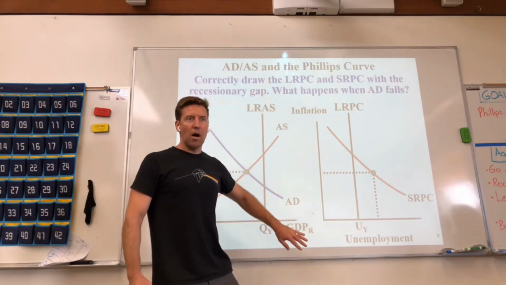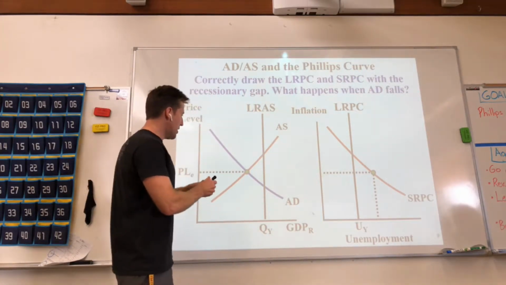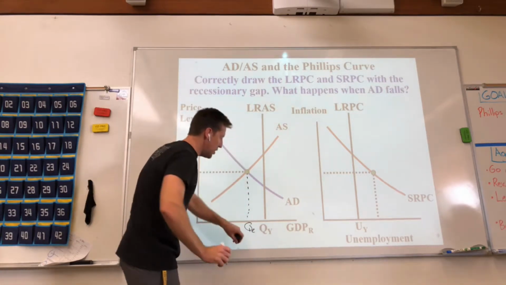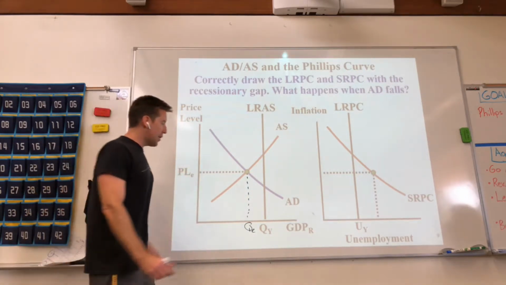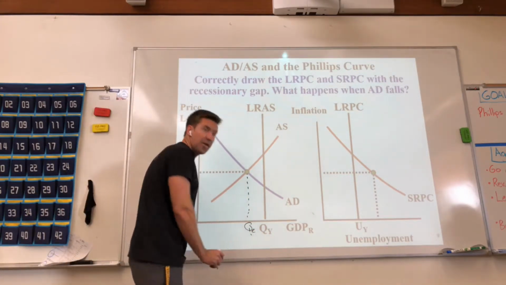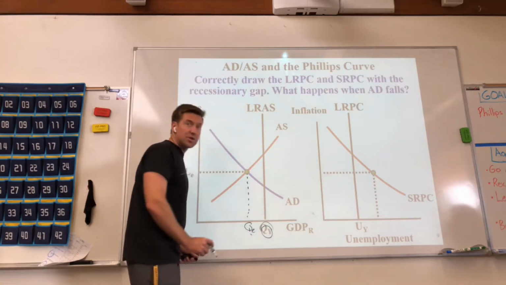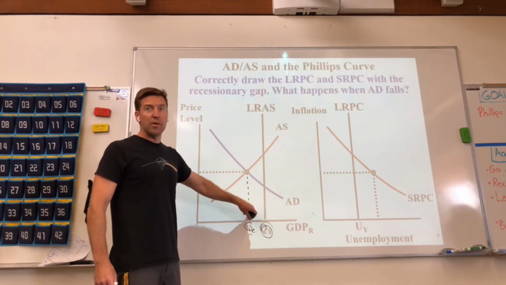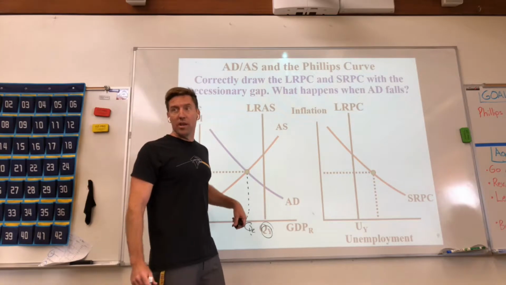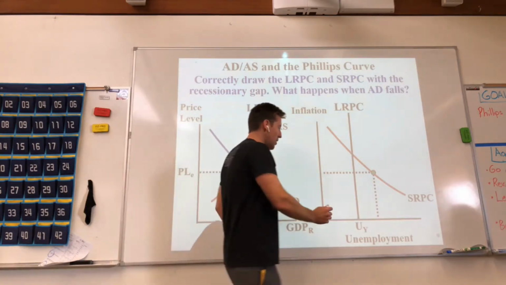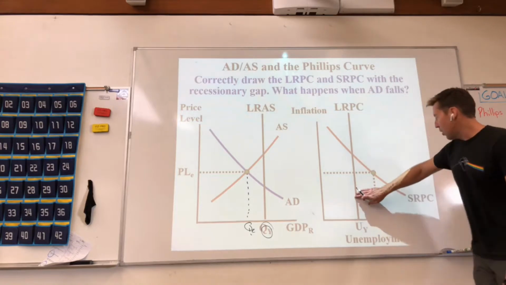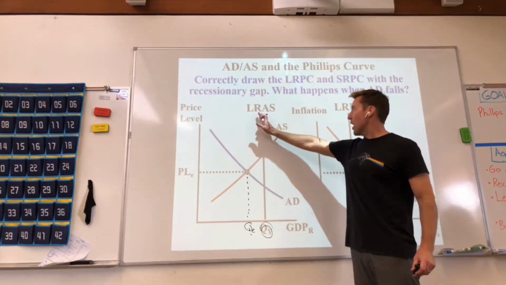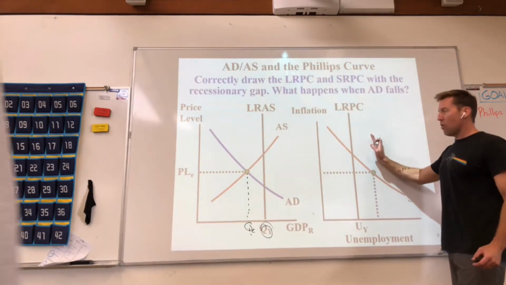I'll do it again. So here, this is where we are. We're in an equilibrium in a recessionary gap. Since we're producing less at this location than we should be, less than our potential output, we must be having less employment. Another way to say less employment is more unemployment. So that's why on this graph, we are to the right of our long run Phillips curve. Left of our long run aggregate supply, right of our long run Phillips curve.